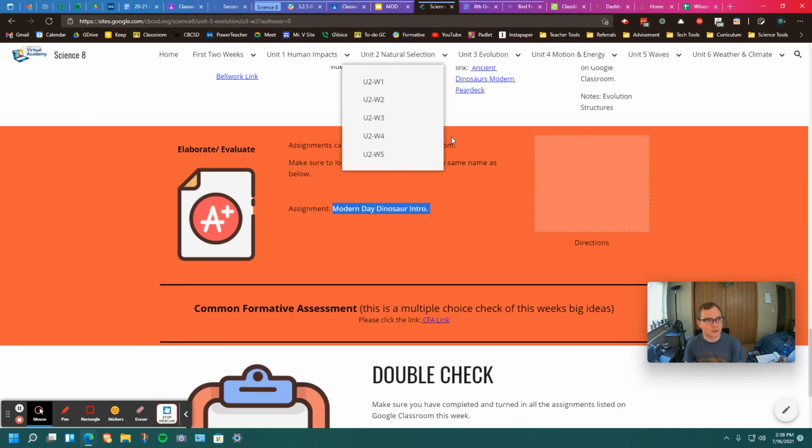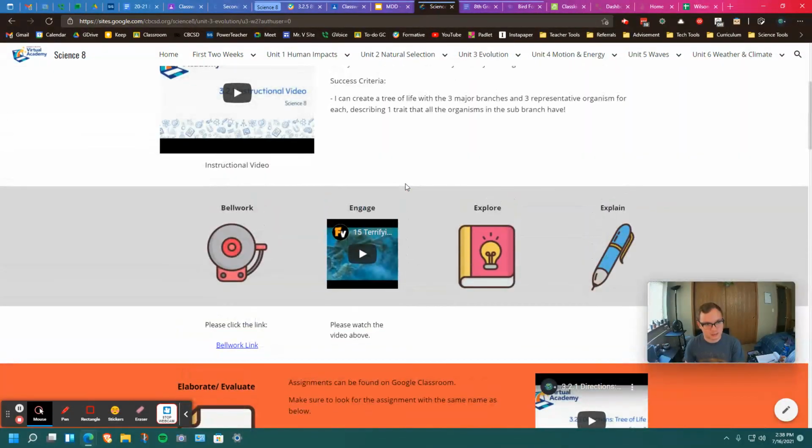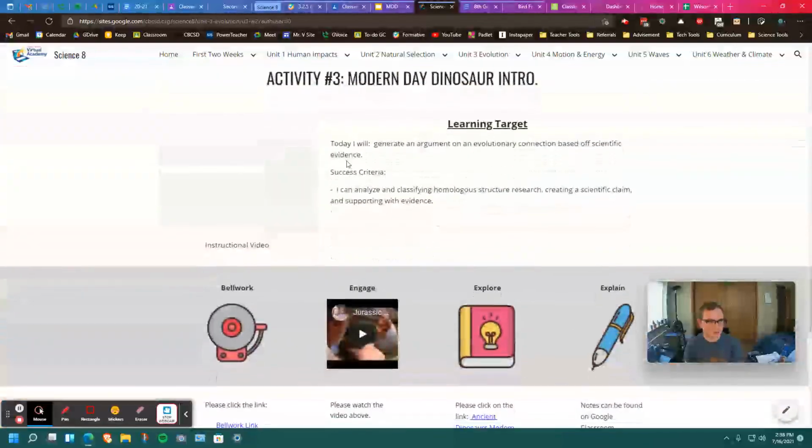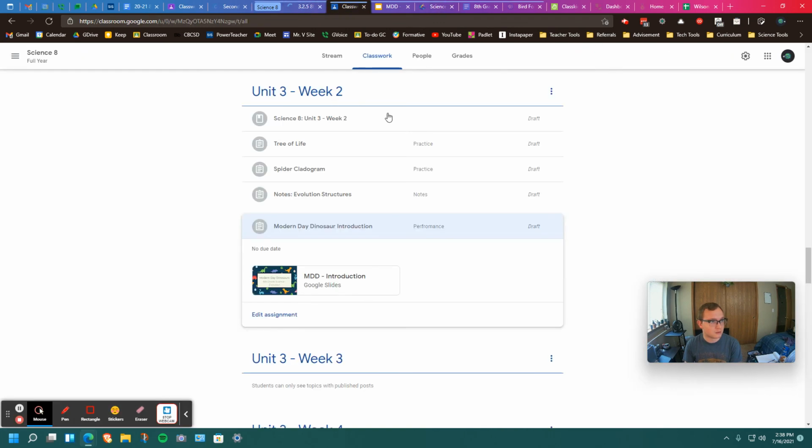And if you look at our website here, the tree of life should be fairly easy. So I know this is a little bit bigger, but hopefully you'll be able to finish that. And remember, that will be your first performance grade for this unit, because all those modern day dinosaur ones, at least for me, will be performance grades.